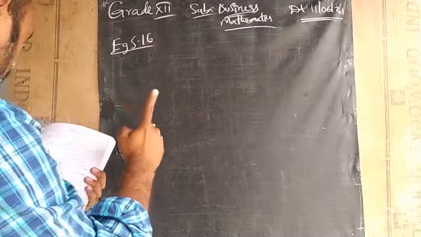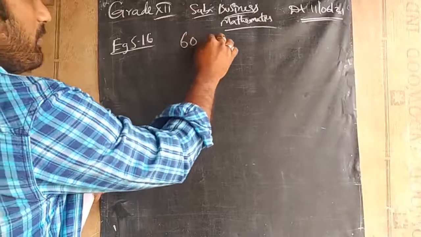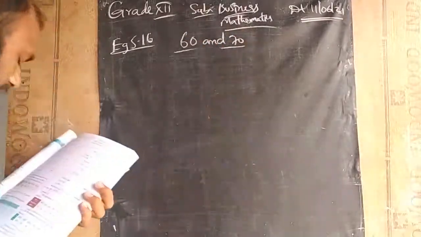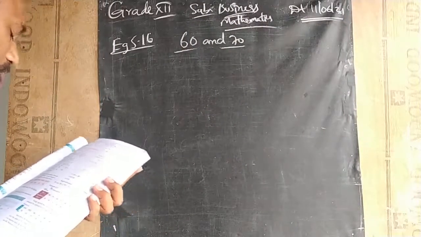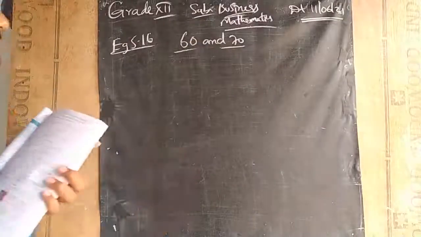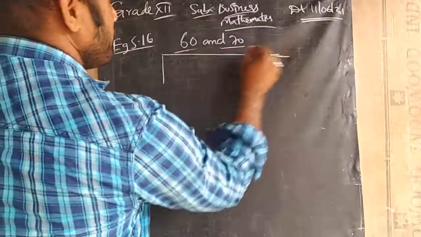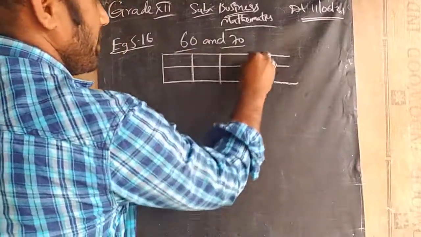So using the appropriate interpolation formula, we need to find out the number of students between 60 and 70. Between 60 and 70, we need to find out the number of students whose weight is from 60 to 70. Okay, so this is the given data in the question.